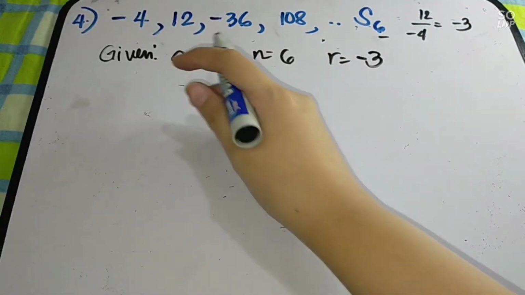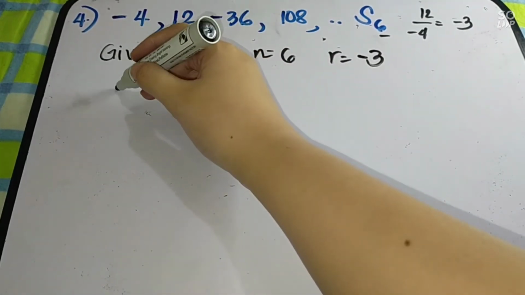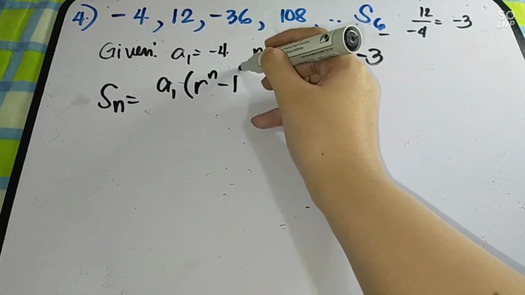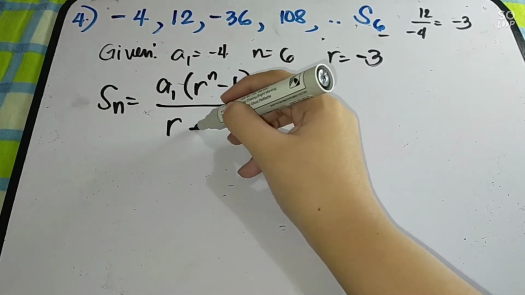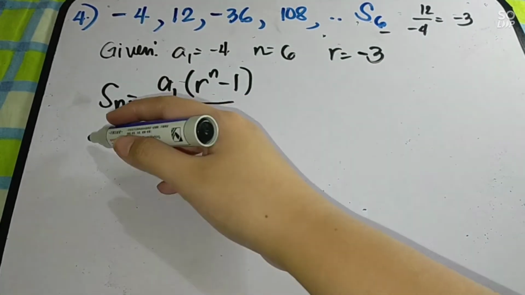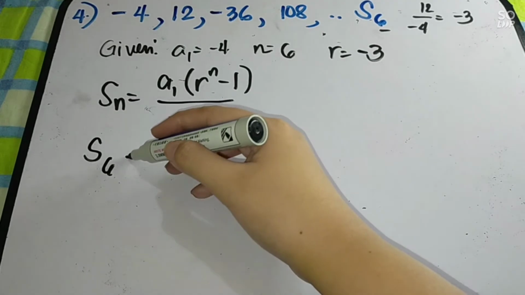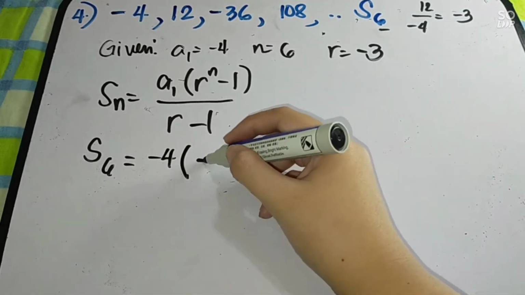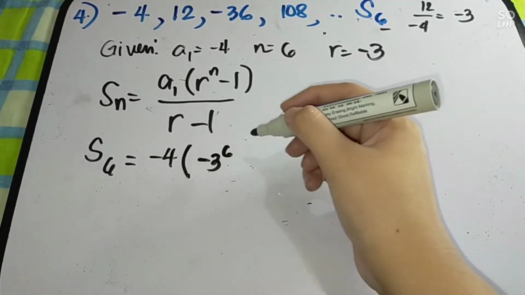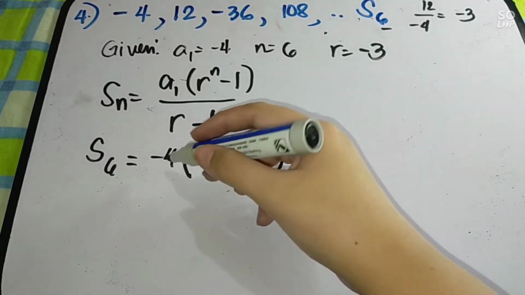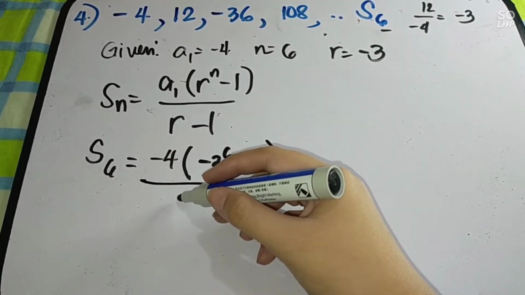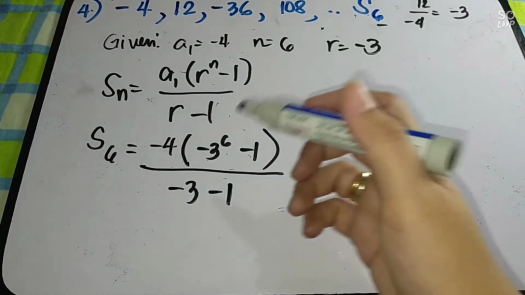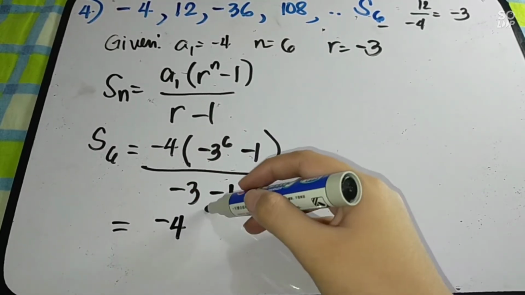That is it. Since we have here a negative whole numbers, ang gagamitin natin is S sub n equals to A sub 1 times R raised to n minus 1 over R minus 1. Ayan. Then, let us substitute. S sub 6 is equal to your first term. We have here negative 4 multiplied by, ang R mo is negative 3 raised to 6. Then, minus 1. Then, all over, R mo ulit is negative 3. Then, minus 1.